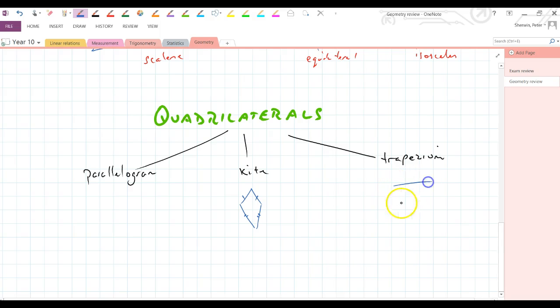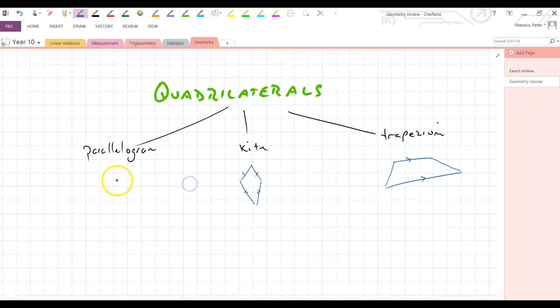Now the trapezium has one pair of parallel sides. So we can just make a pair of parallel sides like that and then join up the edges, and that gives us a trapezium. Now a parallelogram has two pairs of parallel sides. So it's a bit like that, where that side is parallel to that side, and that side is parallel to that side.